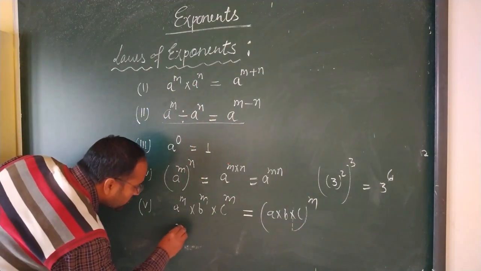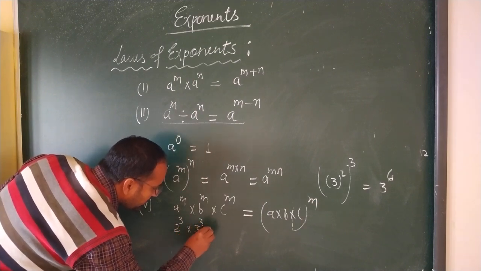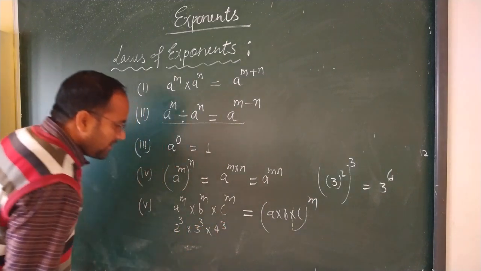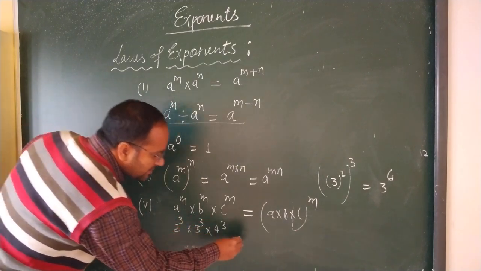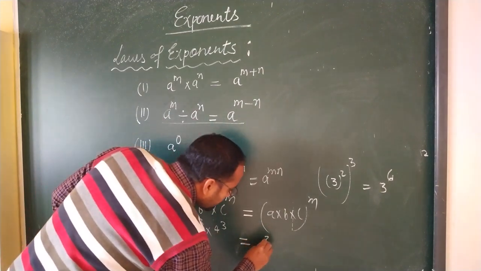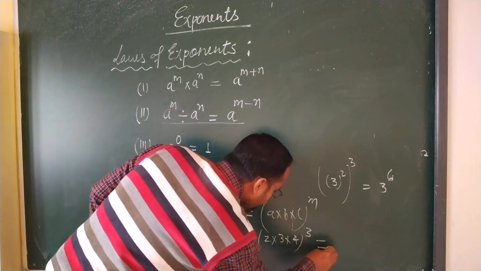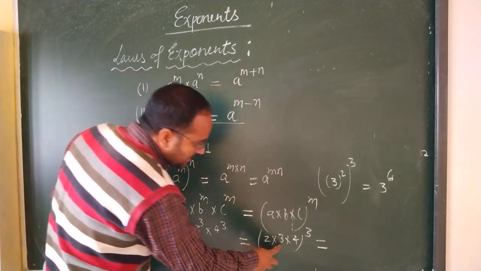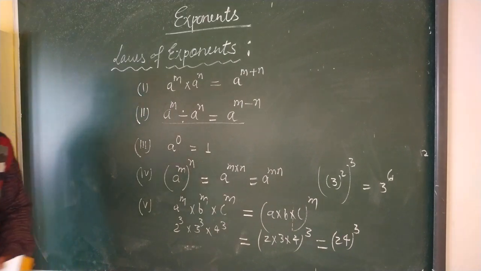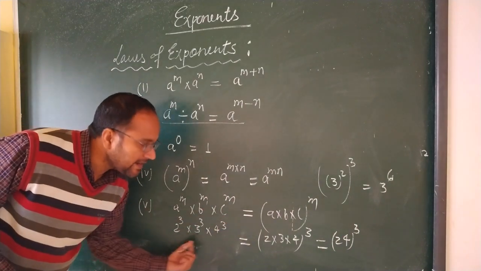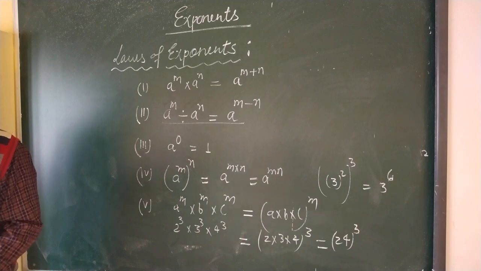Suppose 2 to the power 3 is multiplied by 3 to the power 3 is multiplied by 4 to the power 3. Then you see the bases are different but the powers are the same. Then you will multiply the bases and write your power 1 time. So 2 threes are 6, 6 fours are 24, 24 to the power 3, students. Okay, if you solve, then you will get both sides equal. Now the next one is very important, students.